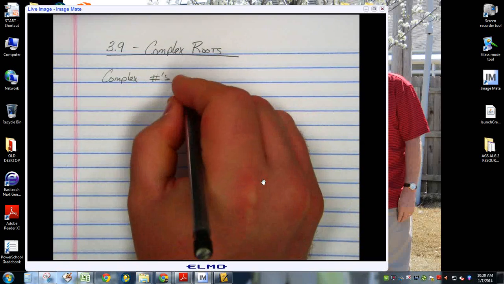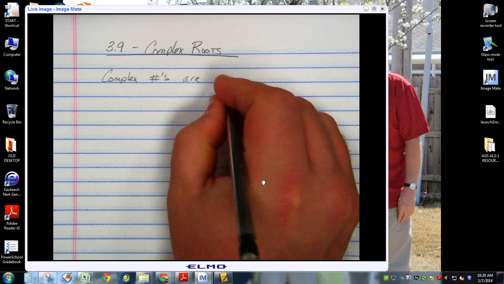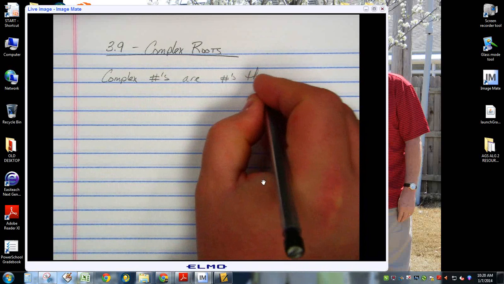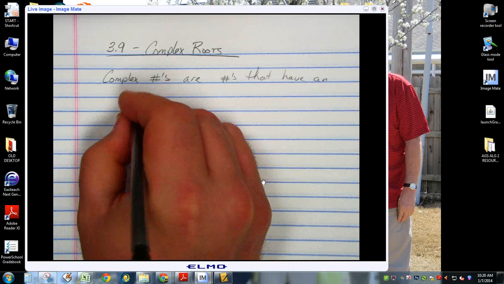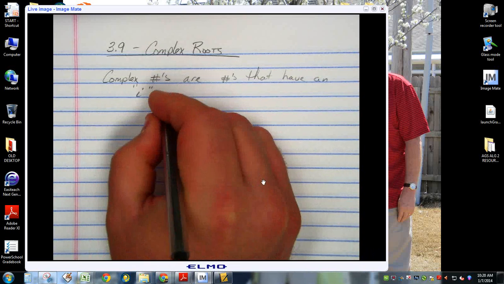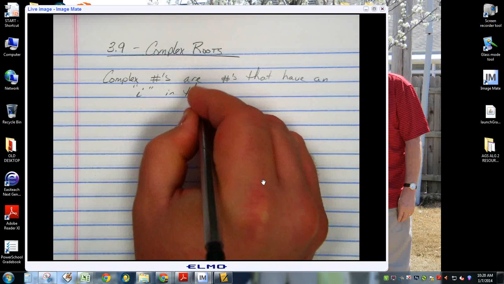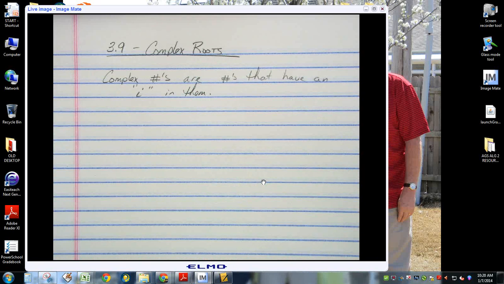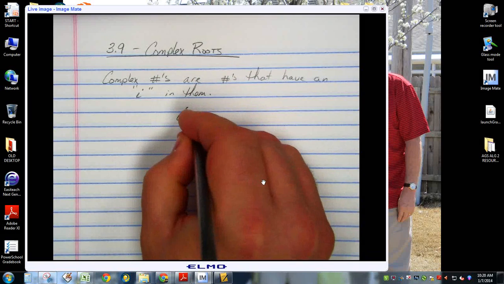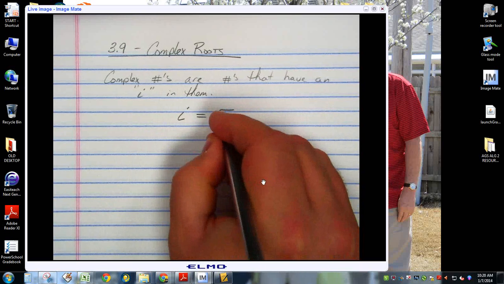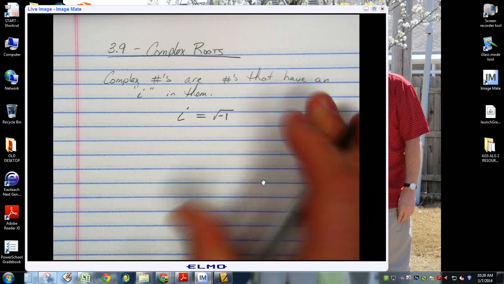Complex numbers are numbers that have an i in them. i always equals the square root of -1.